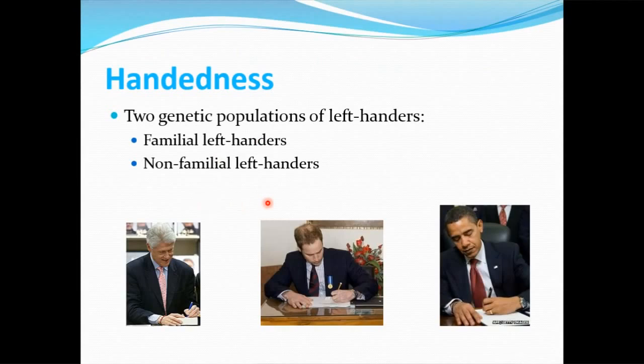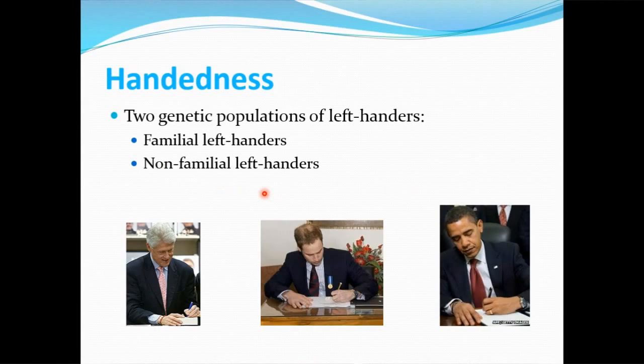Now, you'll read quite a bit about handedness. I've put in 3 pictures of 3 famous people who happen to be left-handed, just for interest's sake. And you get 2 populations of left-handers. If your patient is left-handed, it's important to ask them about this. Are they familial left-handers? Do they have people in their family that are left-handed, parents, grandparents, and so on? So is it a genetic thing? Or are they non-familial left-handers?